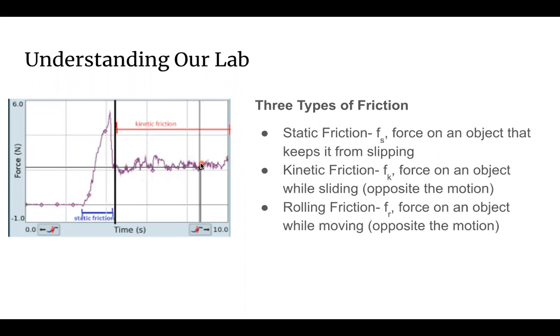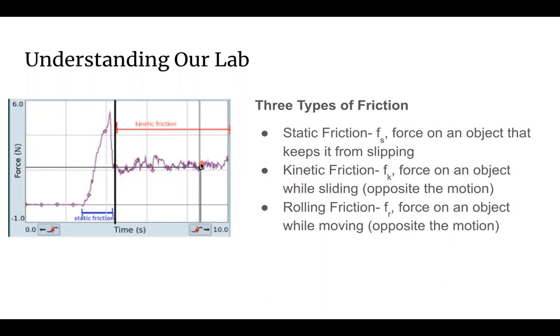So static friction, this is the force that keeps an object from slipping. If you think about our lab, this was the friction that was in place when our object was not moving quite yet. It was that friction that opposed our potential motion. We typically notate this as F and S. So friction a lot of times gets a lowercase f when we're talking about it. We might not do the big F, lower subscript F and then S. You might just see lowercase f and S.